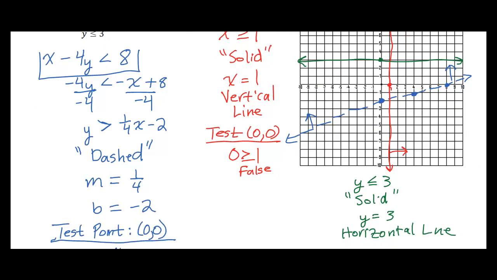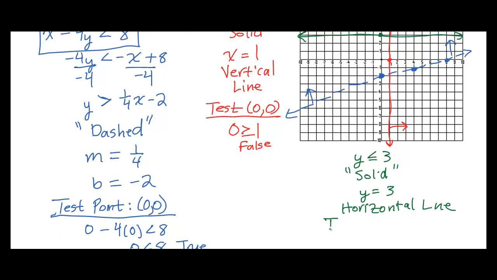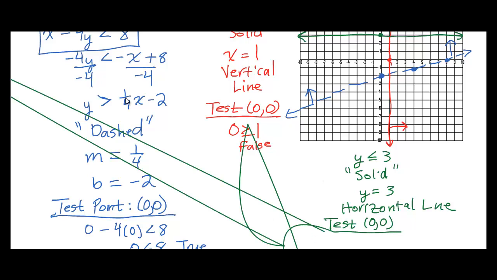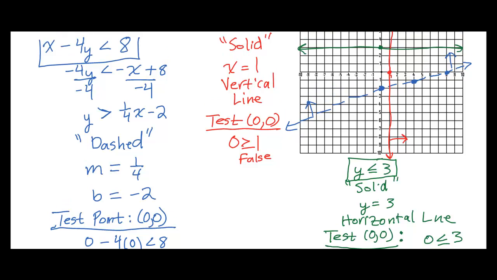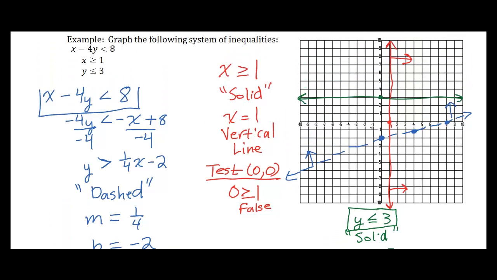I'm going to do a test point for this one here. I'm going to use 0, 0. Again, if the graph went through 0, 0, then I would not use 0, 0 as my test point. I would choose another point. But since this graph doesn't go through 0, 0, I'm going to plug in 0 for y here. And I get that 0 is less than or equal to 3, which is true. You can think about it: the y values that are less than 3 are below, and so I get this region here.